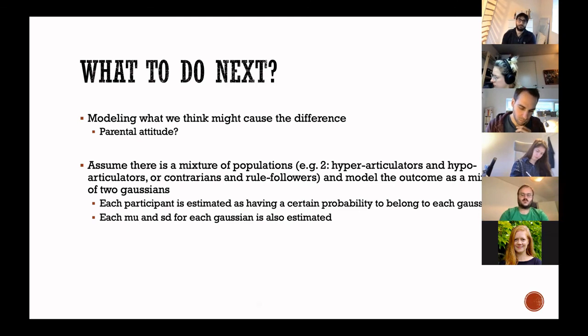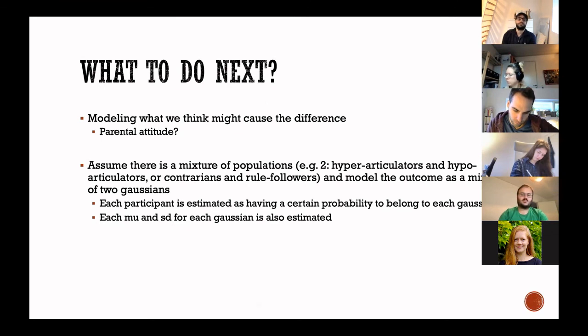We could also assume, I don't think the data warrants it now, but it's a fun direction, that there is a mixture of populations, right? So there are 2 populations, one is hyperarticulators and one is hypoarticulators. Or one is a population of people who, whenever the social worker asks them to not use baby language, do the opposite, and another population of people who follow the rules. And this would mean modeling the outcome as a mixture of two Gaussians instead of just one Gaussian.